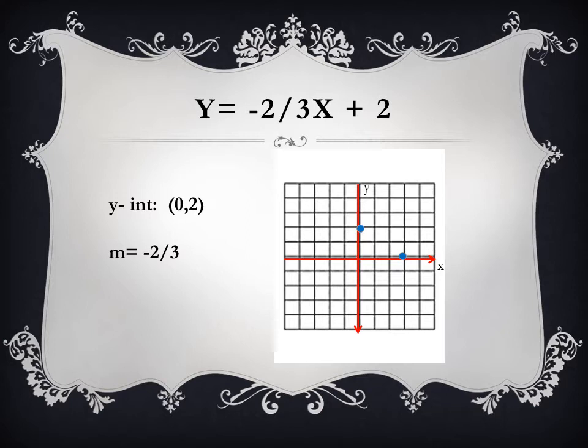Since we can't go down 2 and right 3 any further, we go off of our graph, we can actually do the opposite and count up 2 and left 3 and plot that point as well. Since we have 3 points, we can make our line, so we just simply connect our dots.